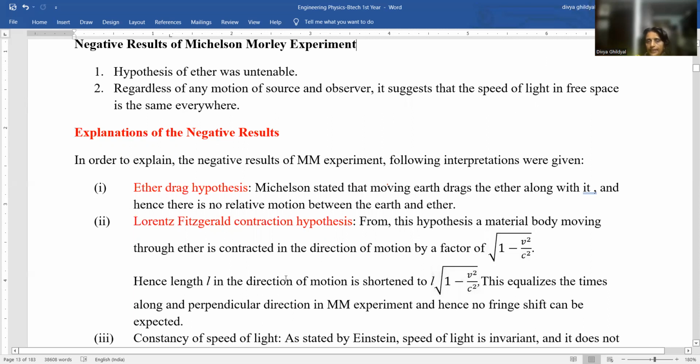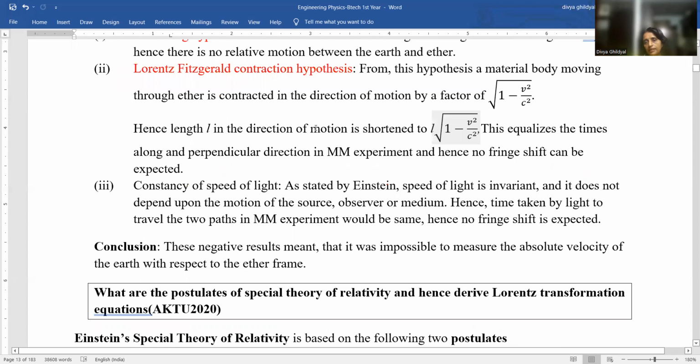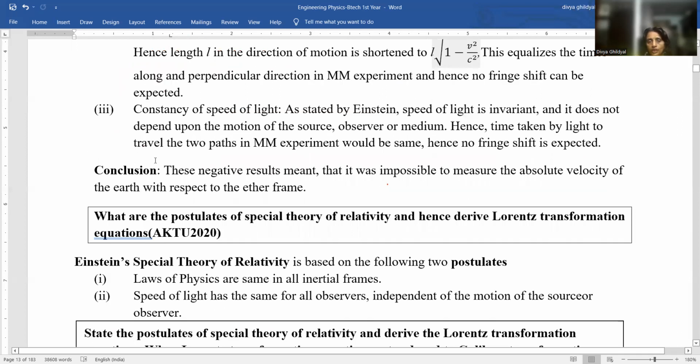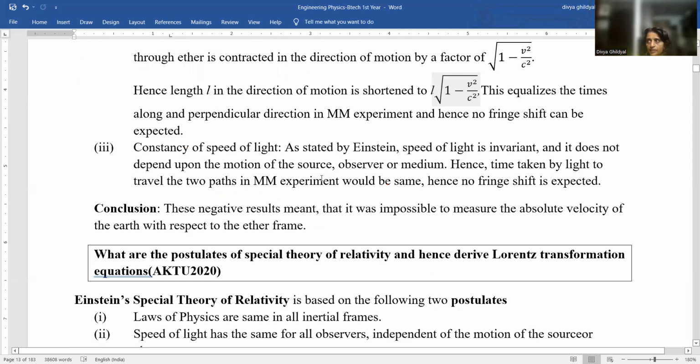The error is that they are not considering that when an object under observation is traveling with approximately the velocity of light, then the length gets shortened by a factor L into under root 1 minus v square by c square, that is length contraction. If this correction is considered, then this experiment might be successful. So consistency of speed of light also became contradictory here. Negative results meant that it was impossible to measure the absolute velocity of Earth with respect to ether plane.